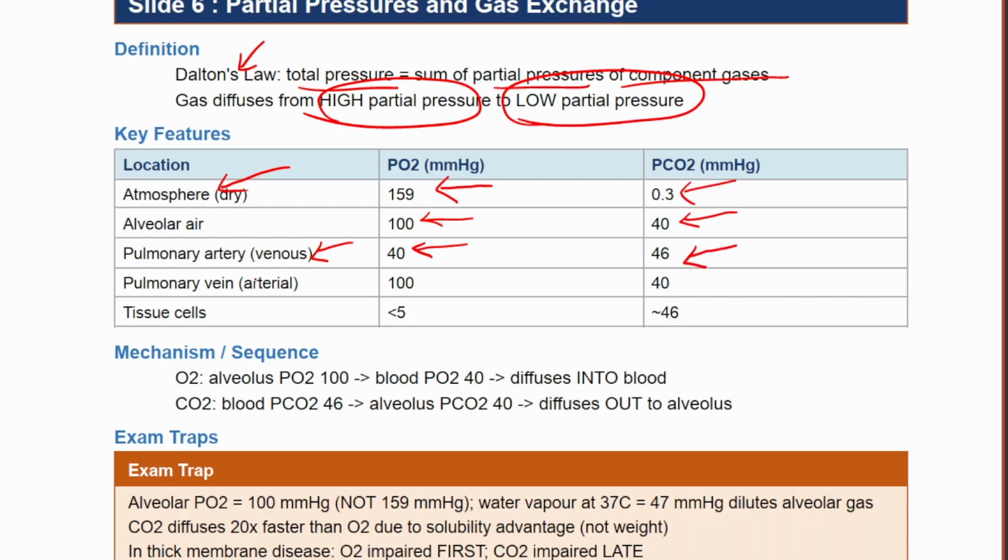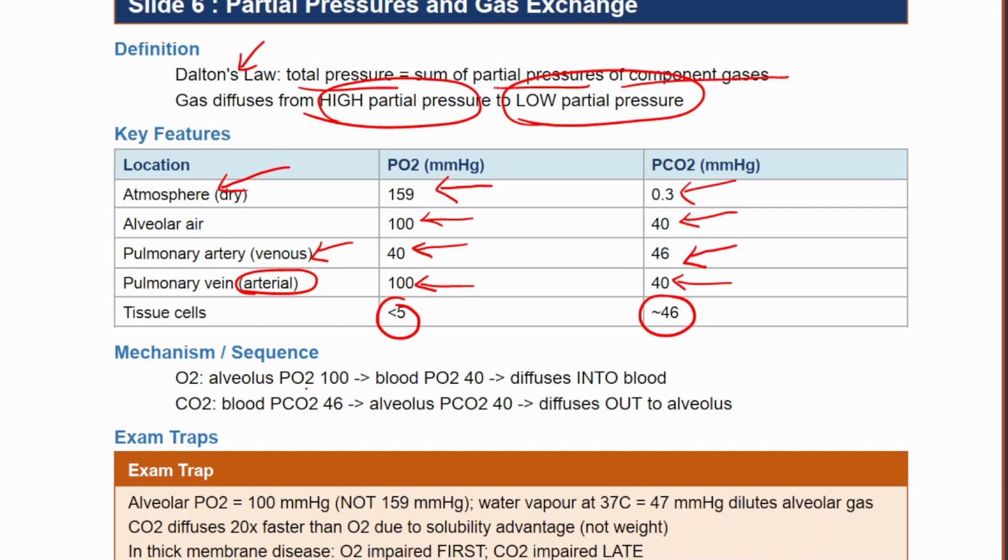In the pulmonary vein carrying arterial blood, partial pressure of oxygen equilibrates back to 100 mm and partial pressure of carbon dioxide returns to 40 mm of mercury. At the level of tissue cells, that means when the blood reaches the tissue, partial pressure of oxygen is less than 5 mm of mercury as cells consume it, and partial pressure of carbon dioxide is roughly 46 mm of mercury. When studying the mechanism and sequence, map out the directional flow.